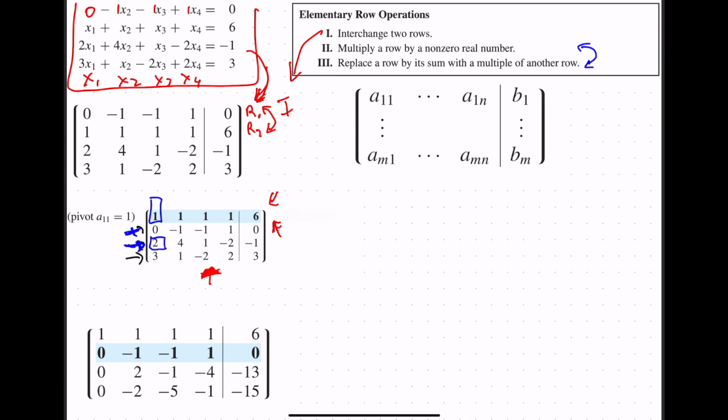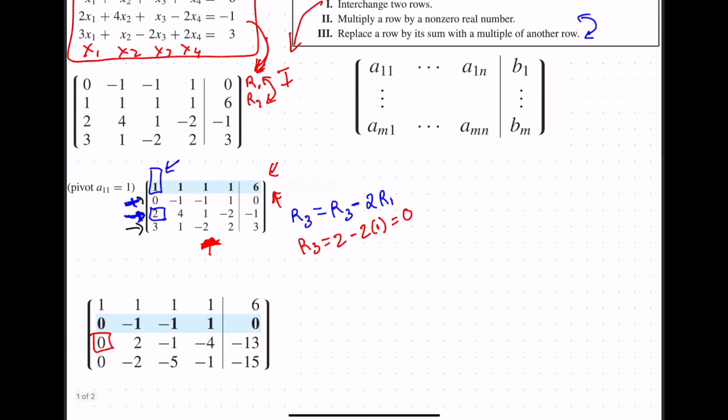I'm going to mark it here. So how do we do that? Clearly we know that this is row 3. We're going to say row 3 is equal to row 3 minus, this is a number 2, so I need 2 times row 1, since row 1 is equal to 1. Then when I do this, I have row 3 equal to 2 minus 2 times 1, which equals 0. And as you can see down here, it's already 0.